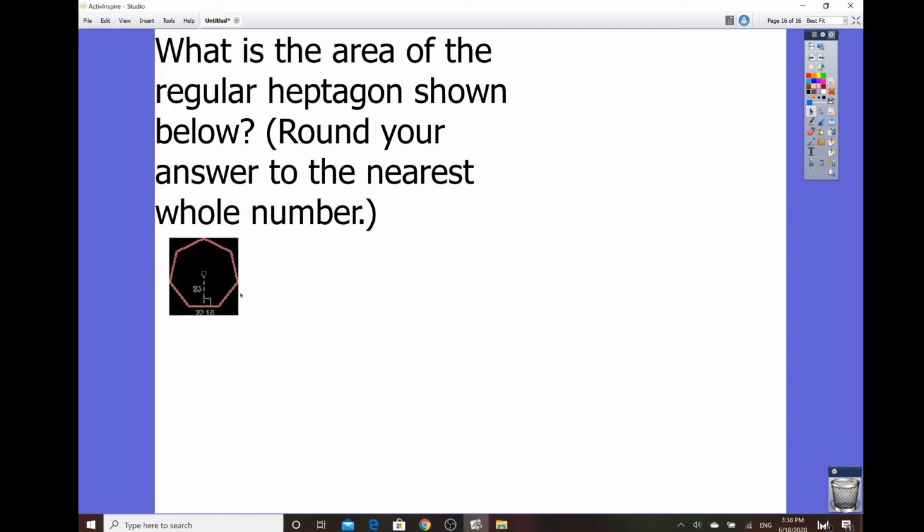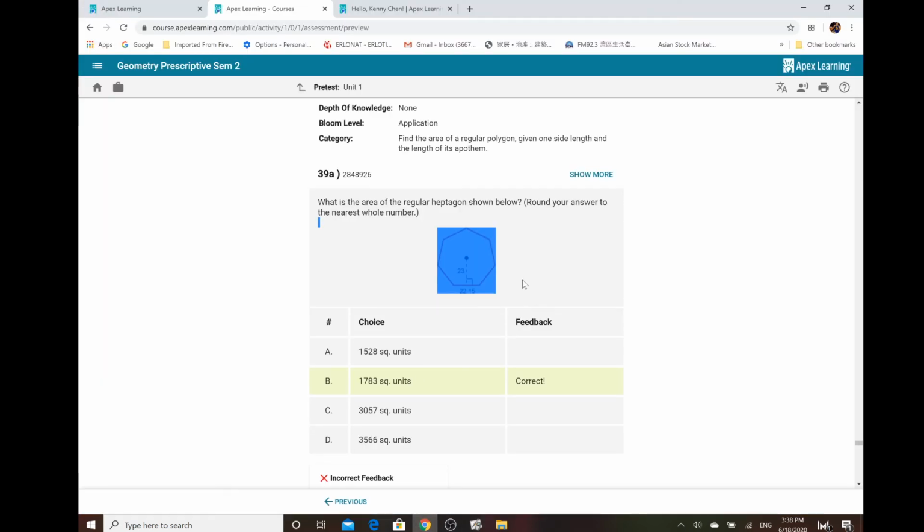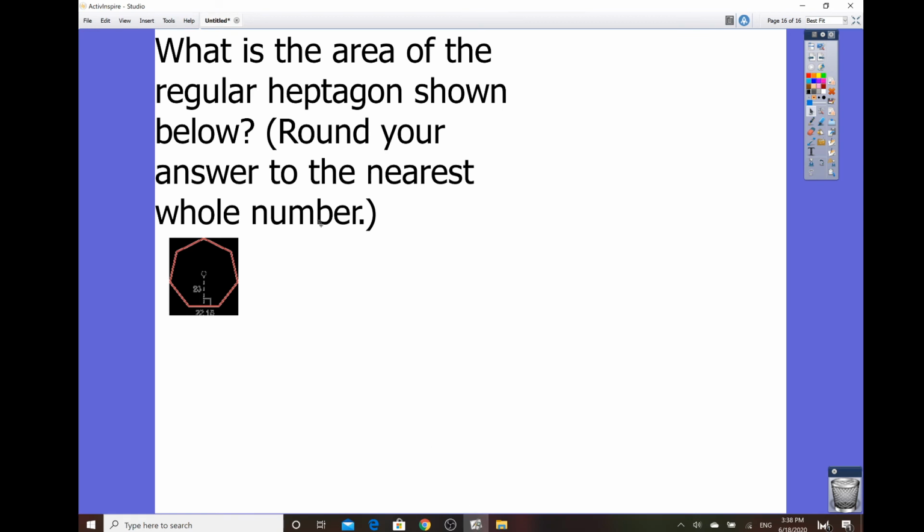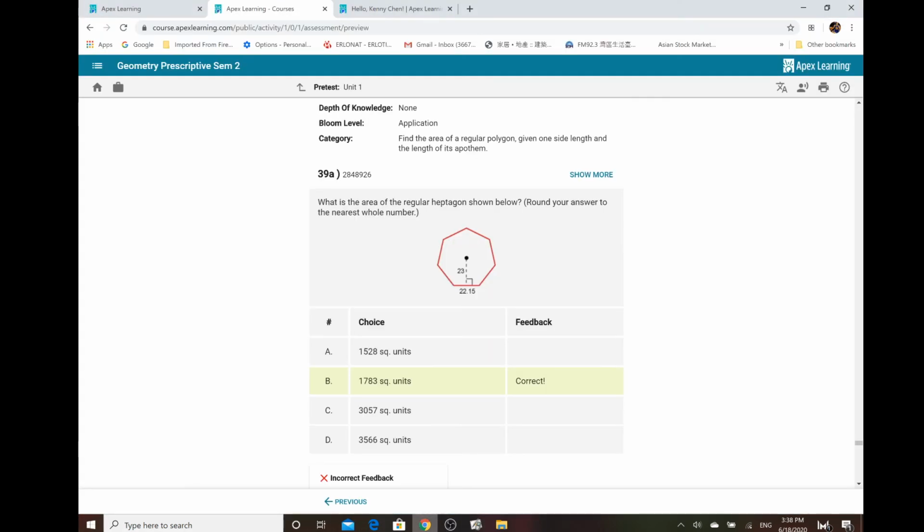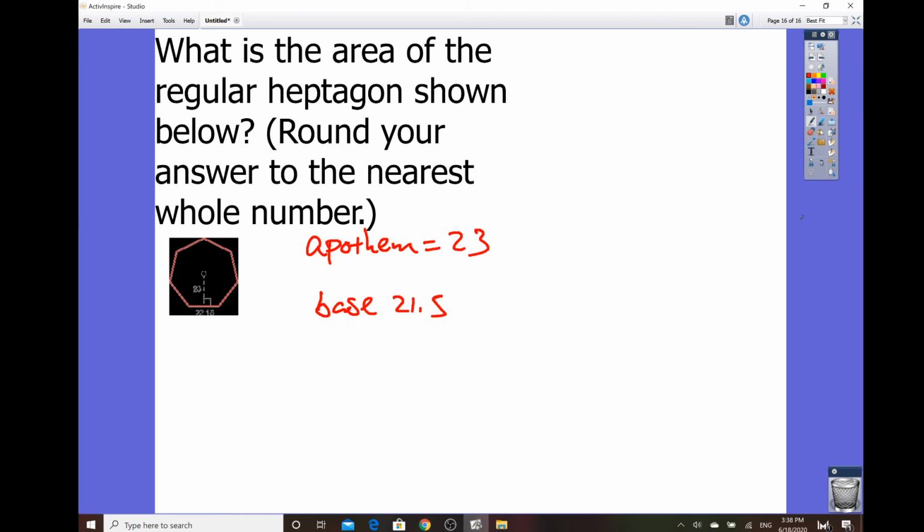Again, the reading is not that clear, so I need to go back to the original diagram. So the apothem is 23, and then the base is 22.15, okay? So let me just write it down here. The apothem is 23, and the bottom base, 22.15. Okay, so bottom base.